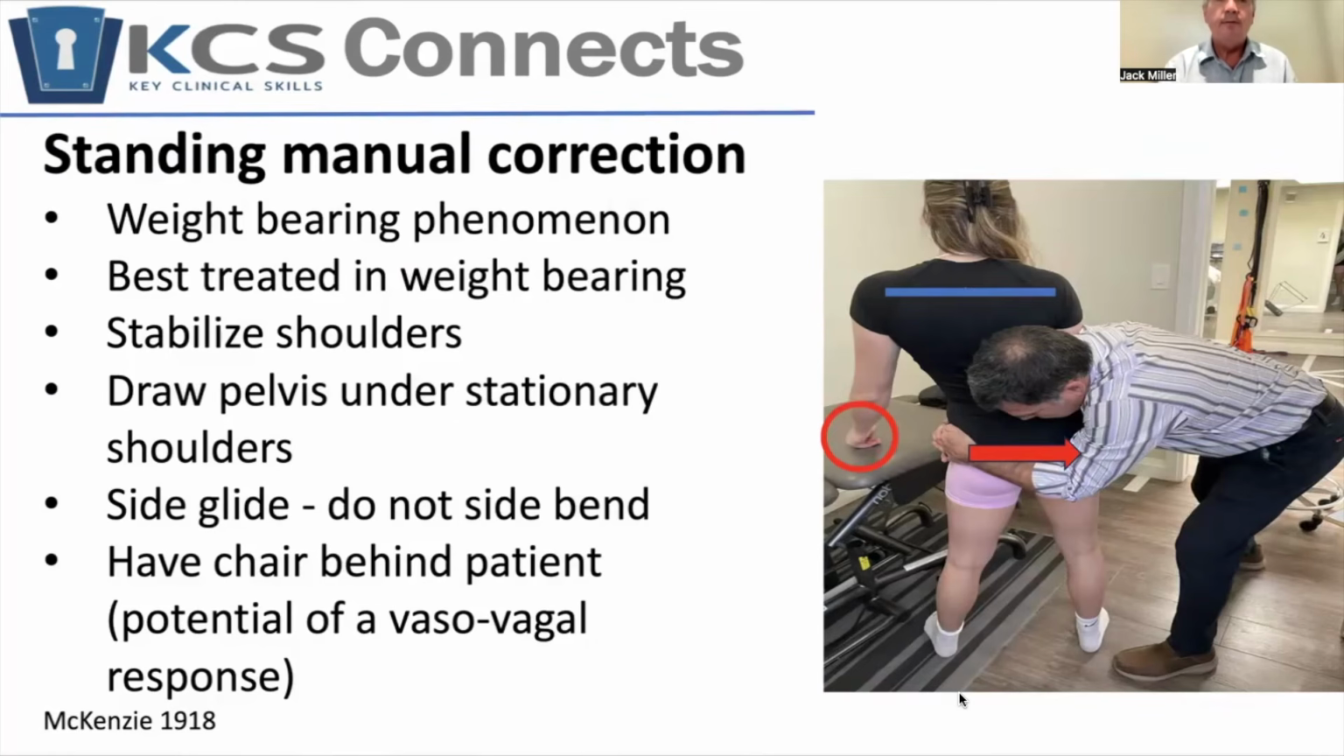There is the standing manual correction as described by Mackenzie, and this is where the person is first of all in weight bearing. Why? Because it's a weight bearing phenomenon. It doesn't exist if you hang the person from a bar or you put them in water in a pool. It disappears. It only presents if the individual is in weight bearing, so it needs to be treated in weight bearing. Stabilize the shoulders and draw that pelvis underneath. Don't try to hold this pelvis and push the shoulders. Make sure that it's side gliding that you're performing, not side bending.